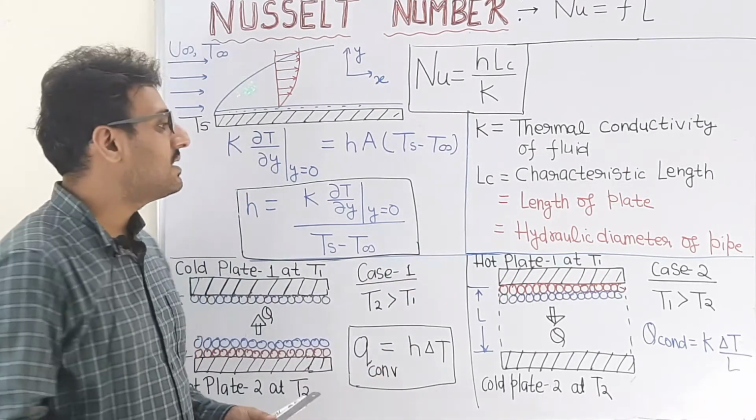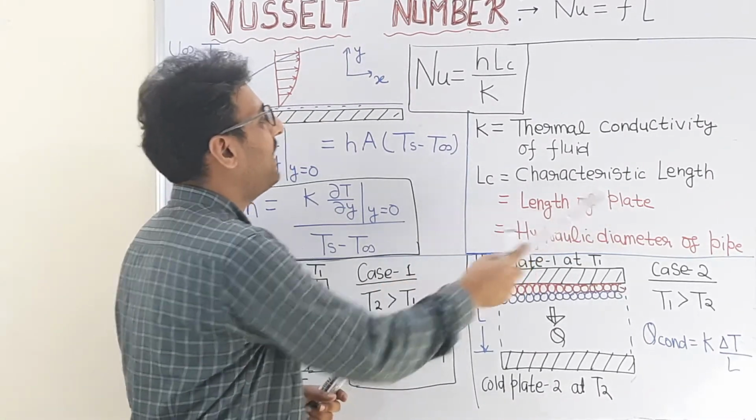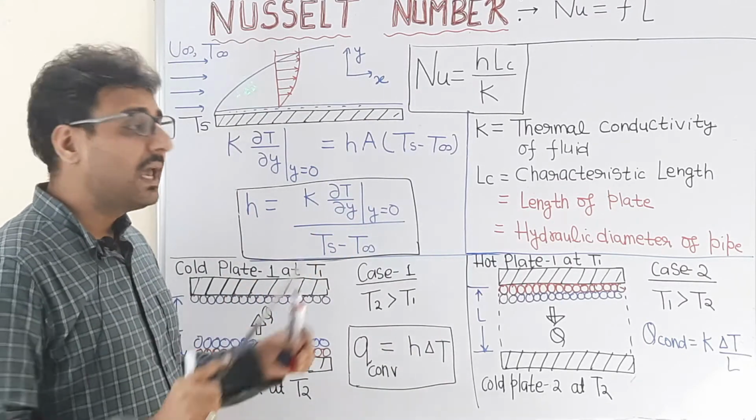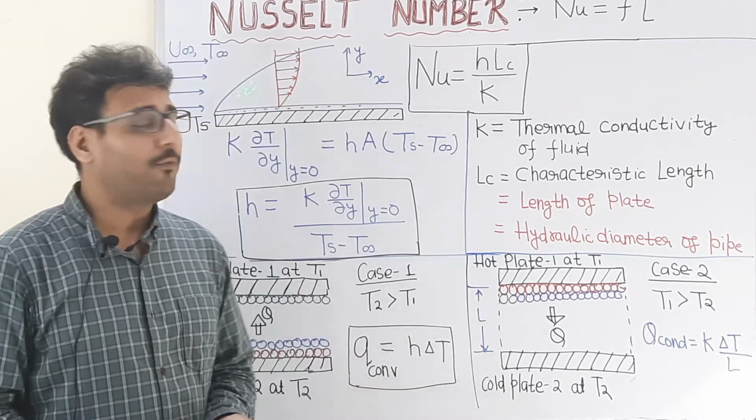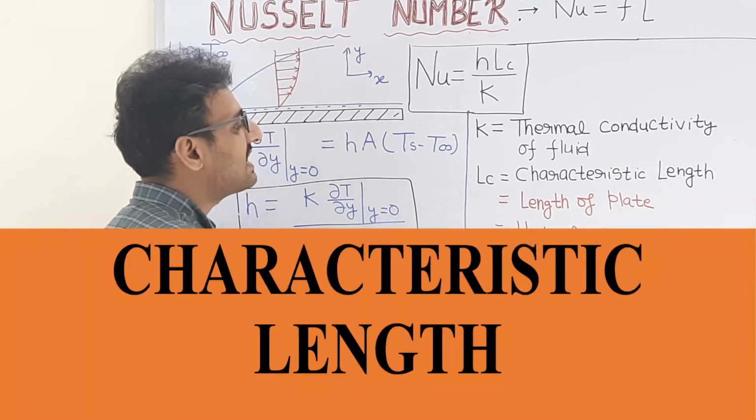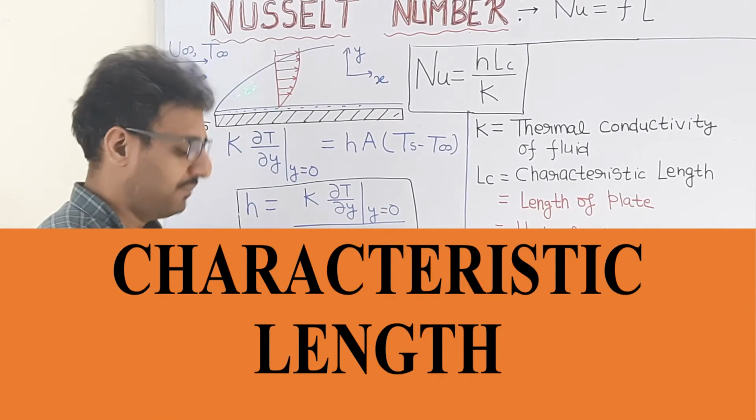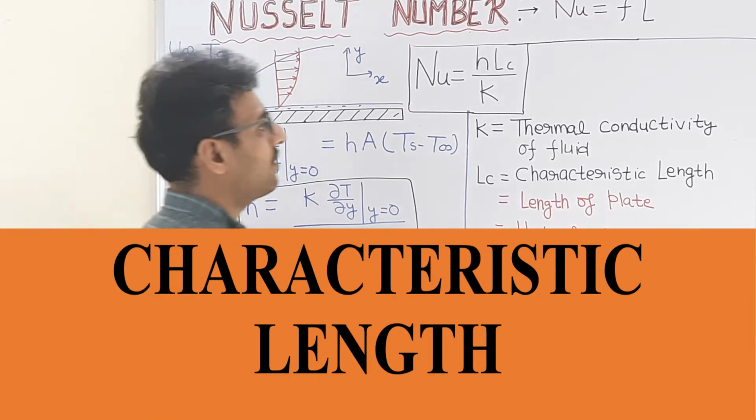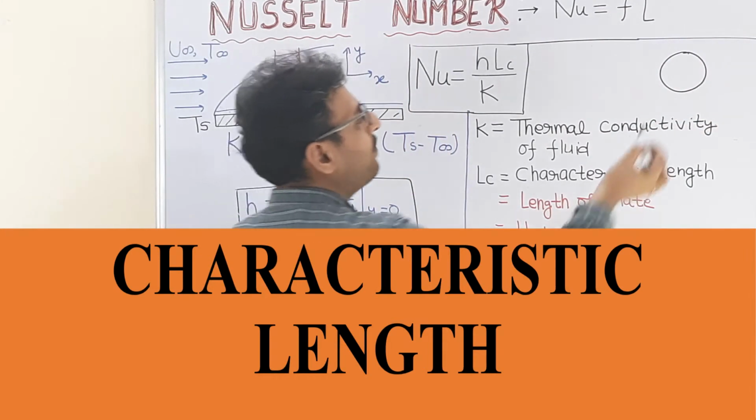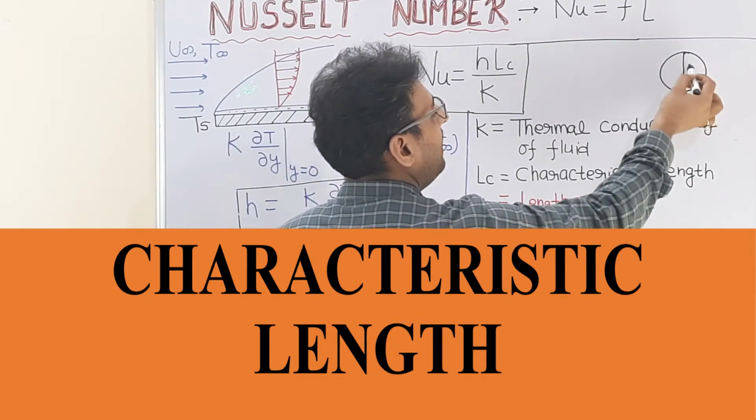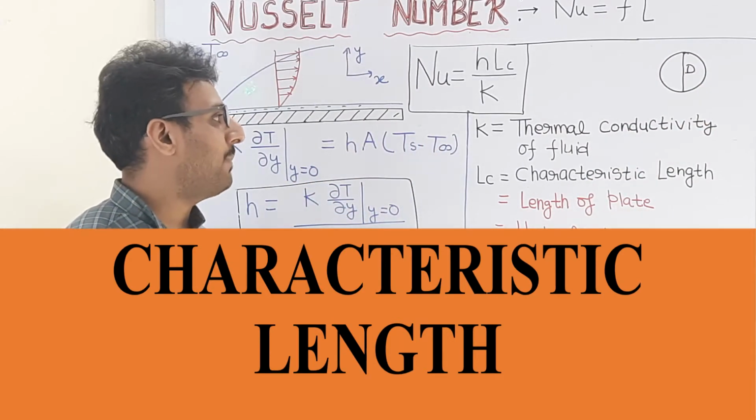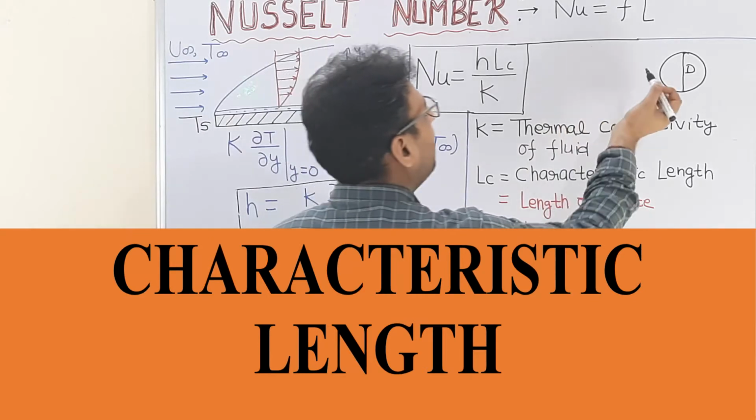the characteristic length is given as the length of the plate if flow takes place over a flat plate. In the case of flow of the fluid inside a closed pipe, Lc is given as the hydraulic diameter of the pipe. If the pipe is circular, then it should be equal to the diameter of the pipe. Now we can represent the diameter of the pipe in a different way.